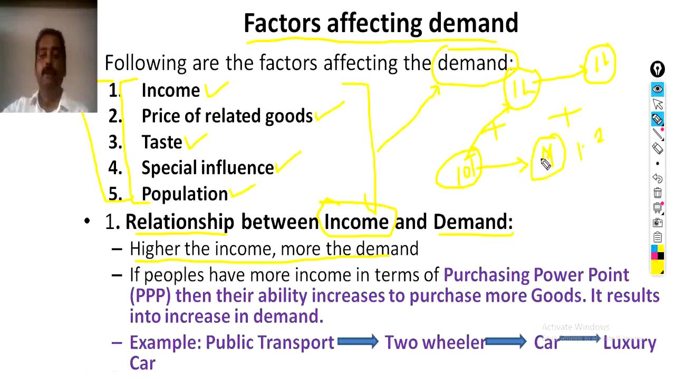How did it happen? It happened because the income increases. So here it is mentioned, higher income, more demand. The fact is that as income increases, the demand will also increase. Income increases, the demand will increase. Okay. Now we can take another example.